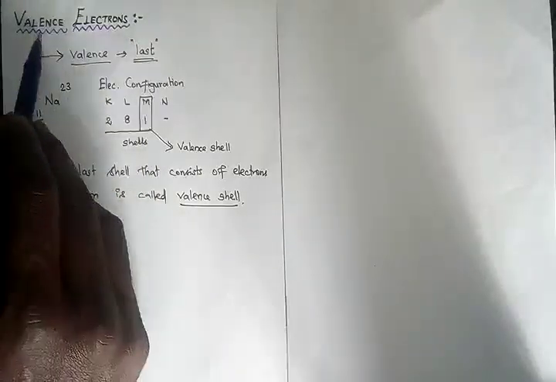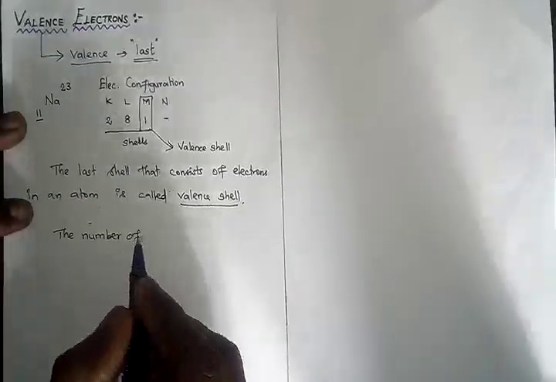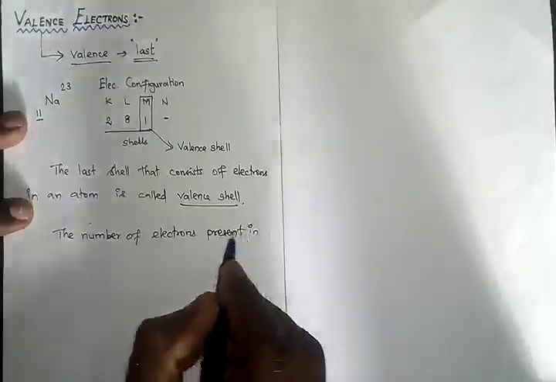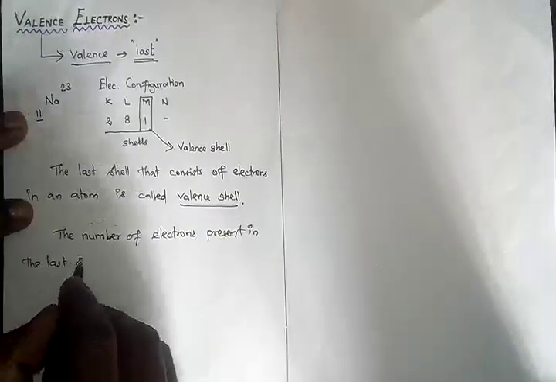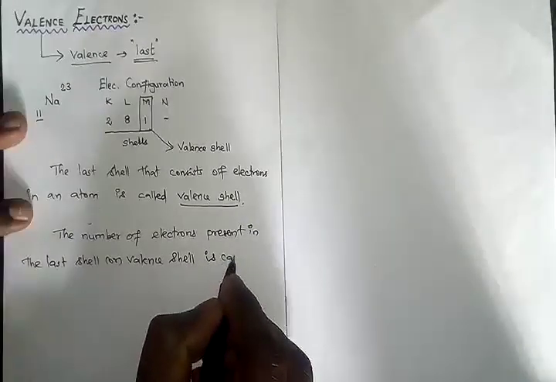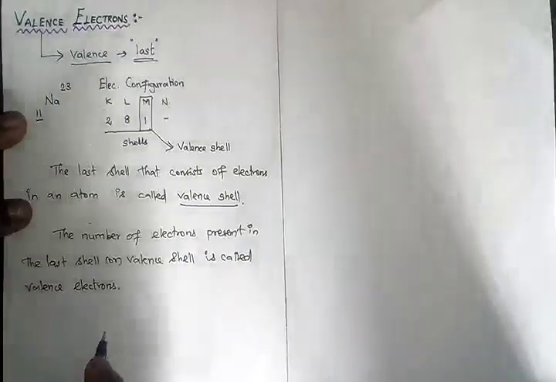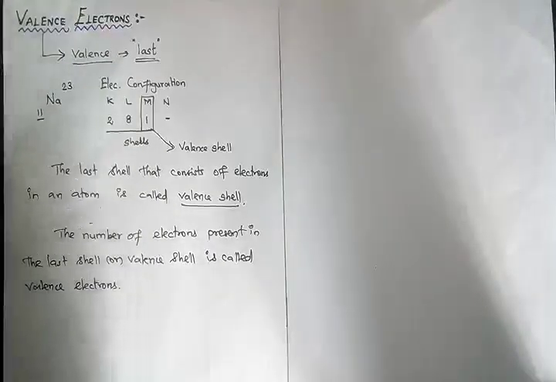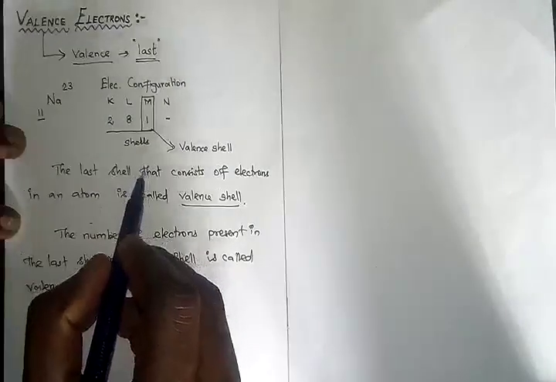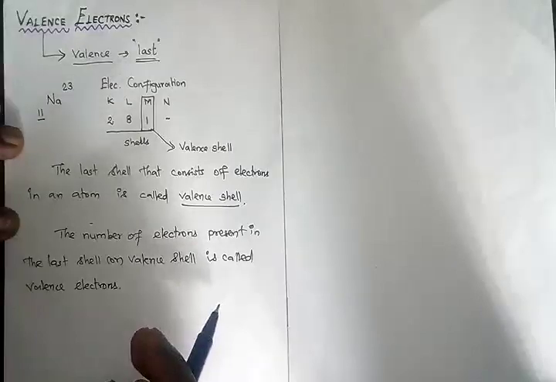So now our concept is valence electrons. The number of electrons present in the last shell or valence shell is called valence electrons. Okay, now you need to concentrate, because valence electrons are very, very important, because they participate in the chemical reactions. So what do you understand? They participate in the chemical reactions. That is the reason valence electrons are very, very important.